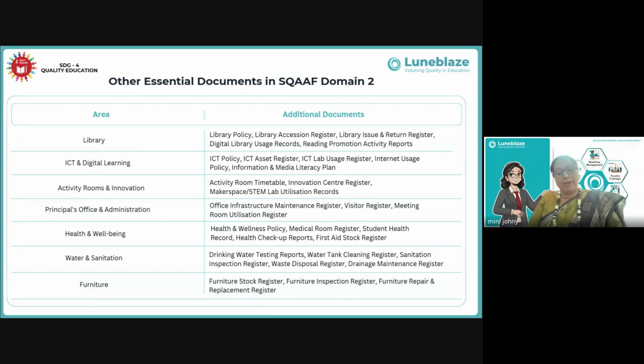Health and well-being. The health and well-being policy is very important for us. Medical room register, student health record, health checkup reports, and first aid stock register. Health and wellness policy: you should also know that the children are having a lot of problems with adolescence issues. Menstrual hygiene, what kind of classes are you giving? Is there a record of that?